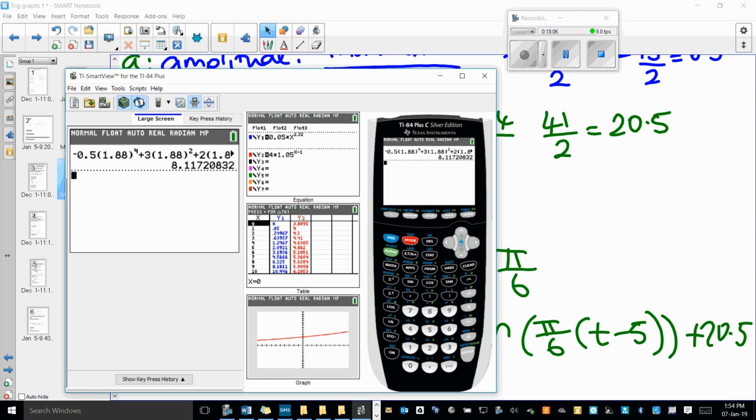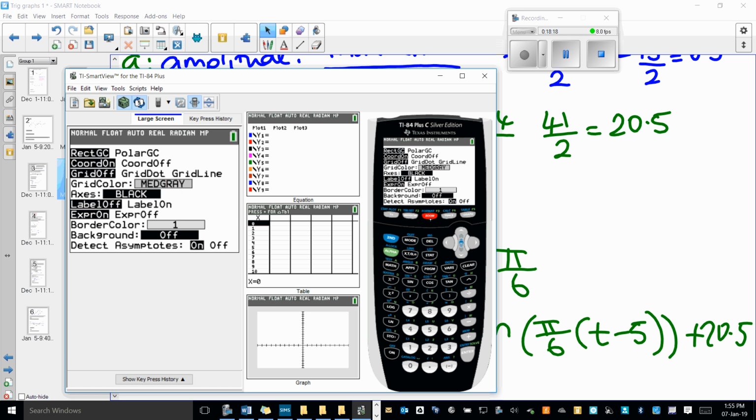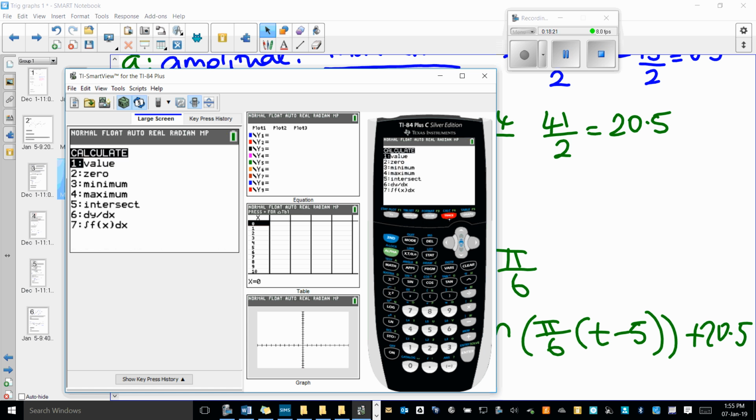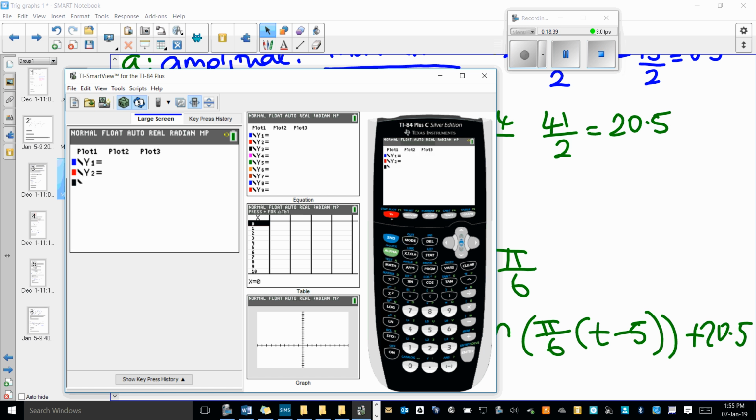This is y equals. Now which one says scale? Where is the scale? I think it's in this one. No, it's not. Oh, zoom. Okay, so in y equals, press zoom. That's what it was.